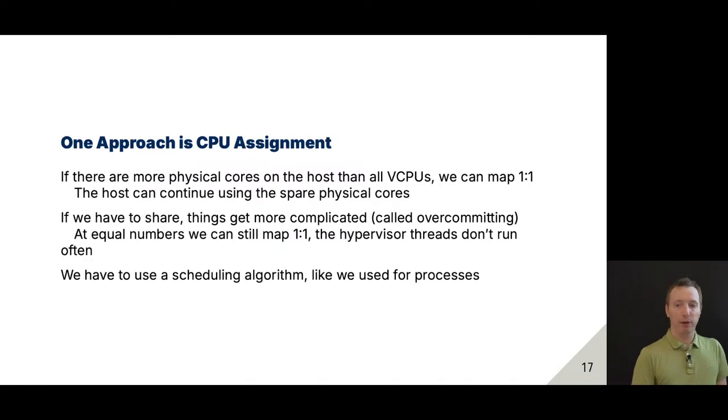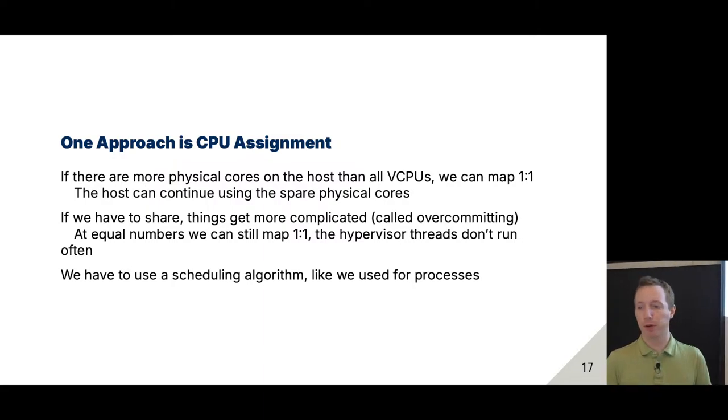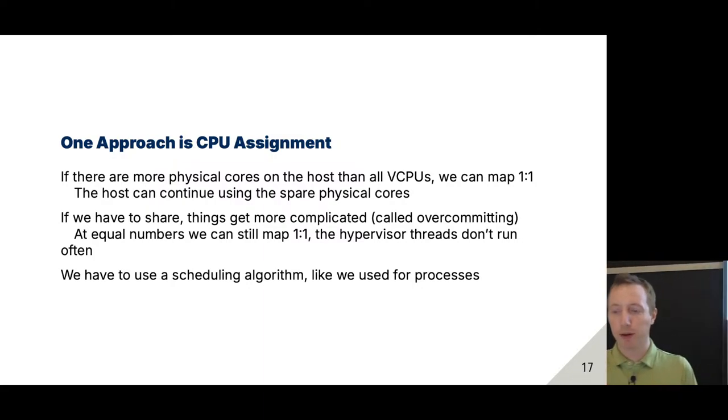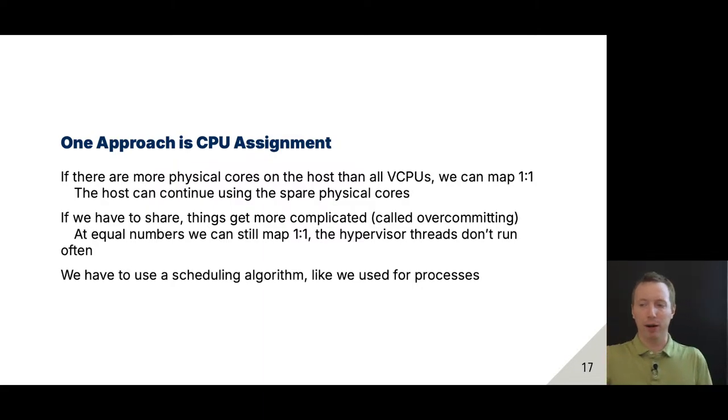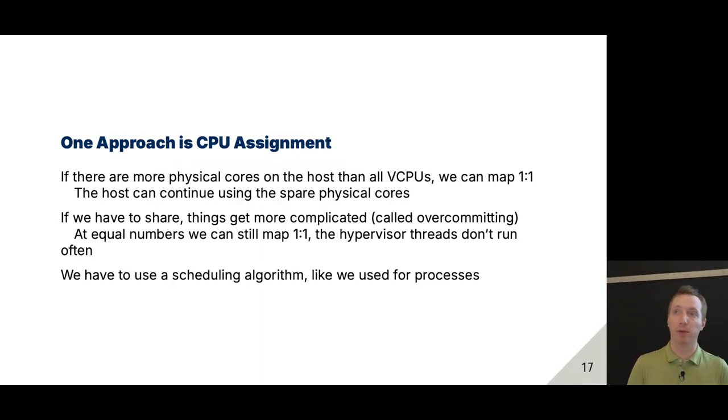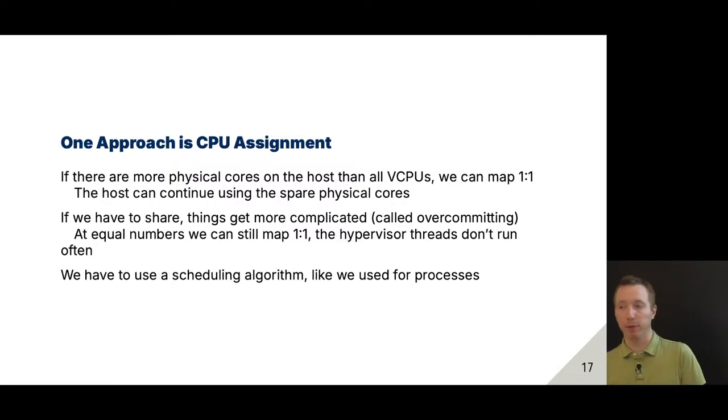One approach the hypervisor might take is just assigning virtual machines to CPUs directly. If there are more physical cores on your machine than all the virtual CPUs put together, you can just map them one-to-one, and the host can use any spare physical cores. If you have to share, that's where things get more complicated. They call it overcommitting for some reason. At equal numbers, you can still map one-to-one, because the hypervisor threads, like the kernel, don't run that often. Otherwise, in general, you would have to schedule them, just like processes, using all the same scheduling algorithms. The only difference is we are context switching between virtual machines instead of processes. As you might imagine, context switching between virtual machines probably takes a bit longer than between processes, so maybe I want to let them run a bit more before context switching. But otherwise, everything is pretty much similar.